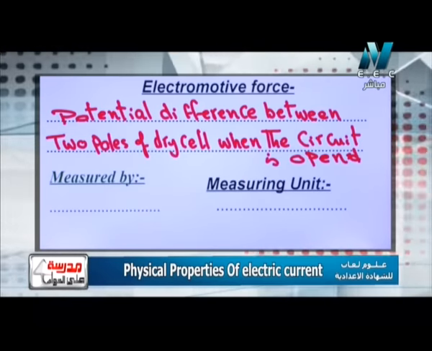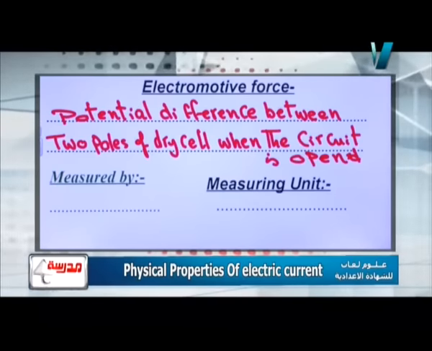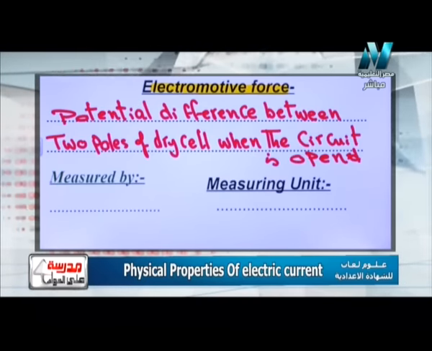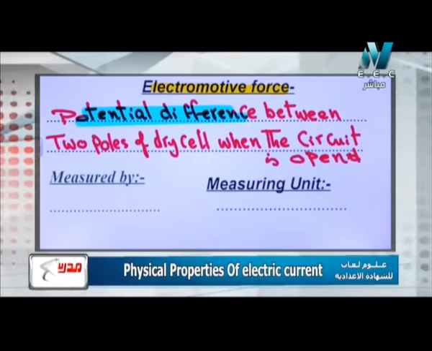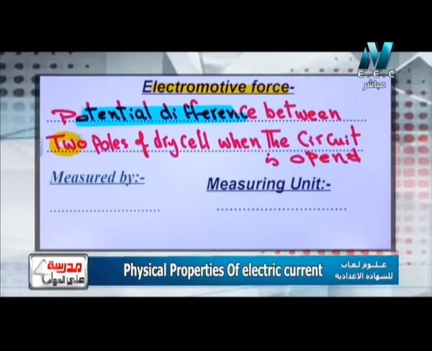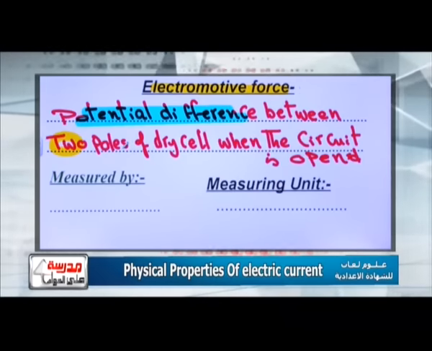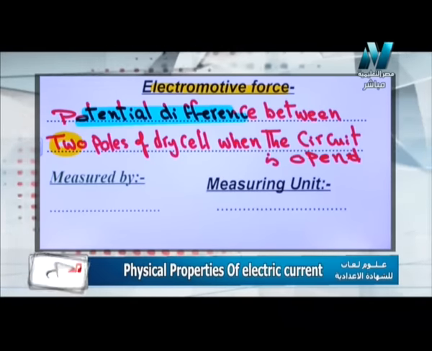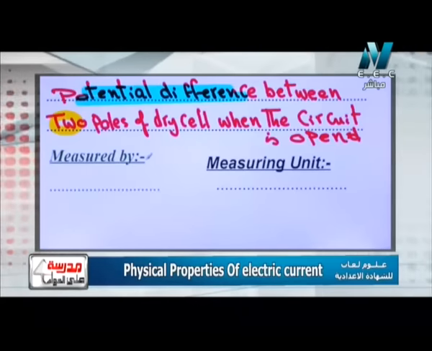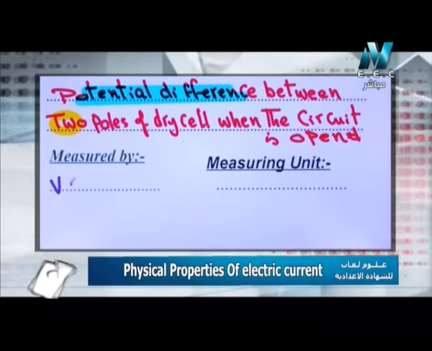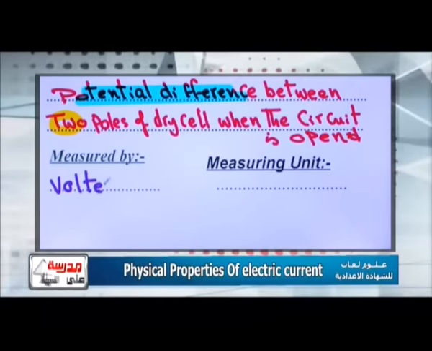So we should remember now that the potential difference, the electromotive force, is what? It is the potential difference, but between the two poles of the dry cell when the electric circuit is opened. And we know it is measured by what? Measured by voltmeter. Isn't it a potential difference? Voltmeter.